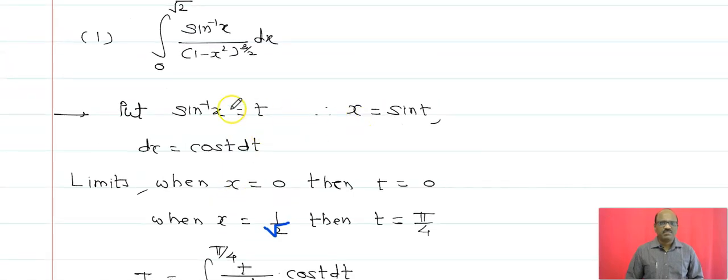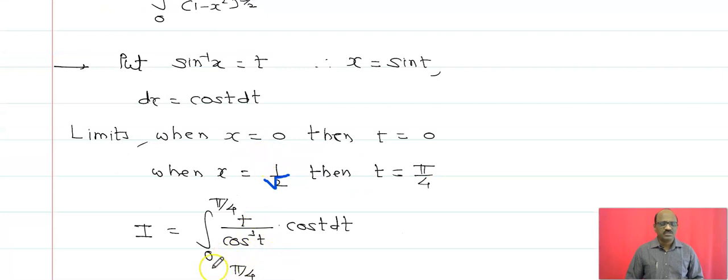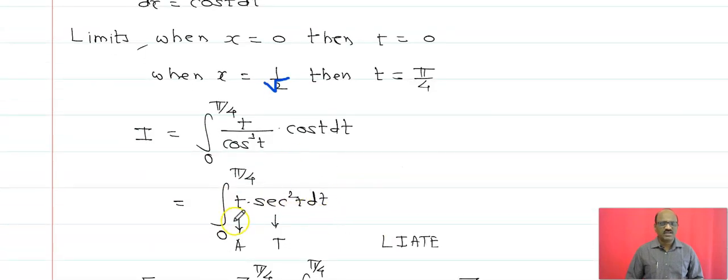The sine inverse of x is t, and 1 minus x square means 1 minus sine square t, which is cos square t, raised to 3 by 2. Therefore, you will get cos cube t. So the integral from 0 to pi by 4 of t upon cos cube t into cos t dt. Now one cos will get cancelled, and you will get the integral from 0 to pi by 4 of t sec square t dt.